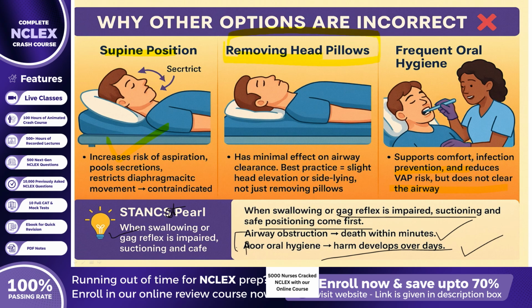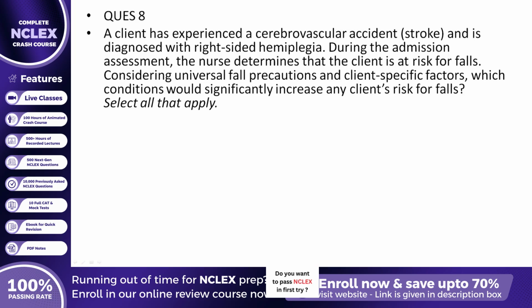Let us now move forward with another high-yield NCLEX practice question that emphasizes safety and client assessment. A client has experienced a cerebrovascular accident, commonly called a stroke, and is diagnosed with right-sided hemiplegia. During the admission assessment, the nurse determines that this client is at risk for falls. Considering universal fall precautions and client-specific factors, which conditions would significantly increase any client's risk for falls? This is a select all that apply question, so listen carefully.